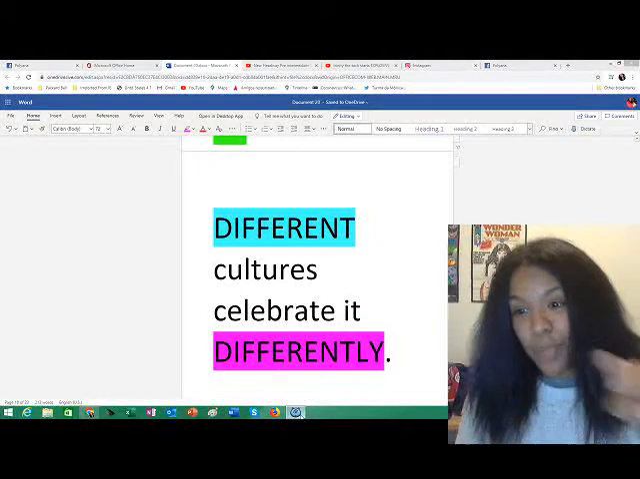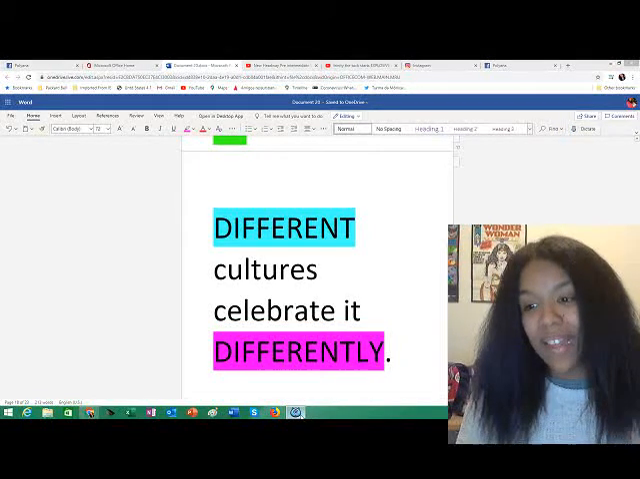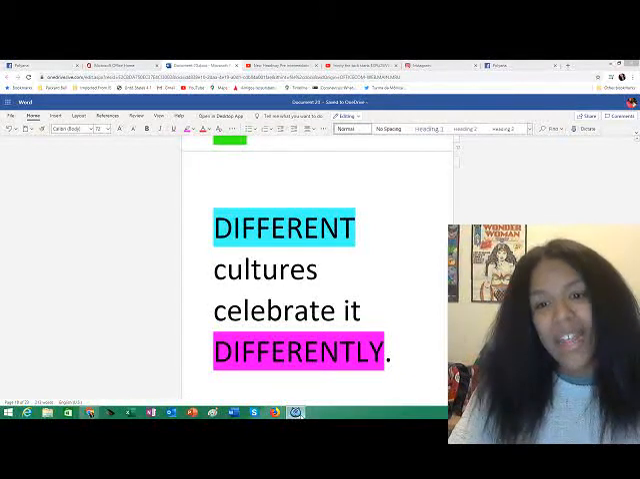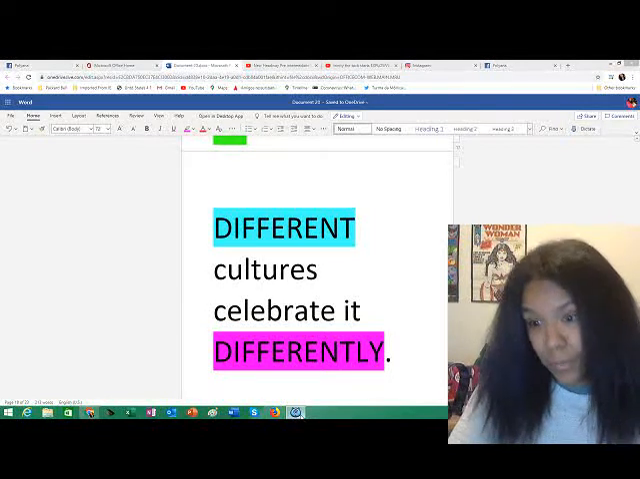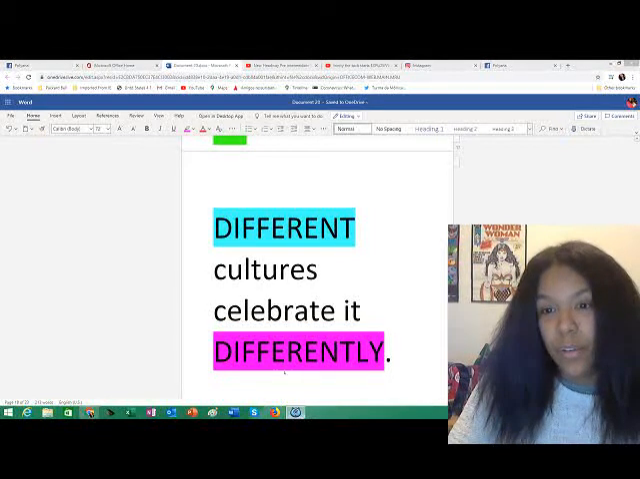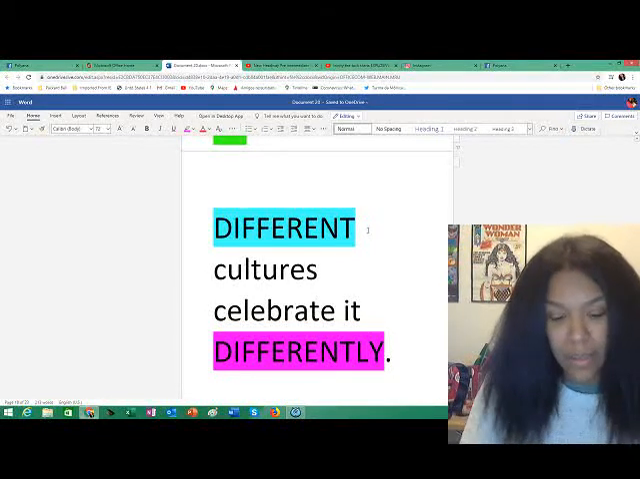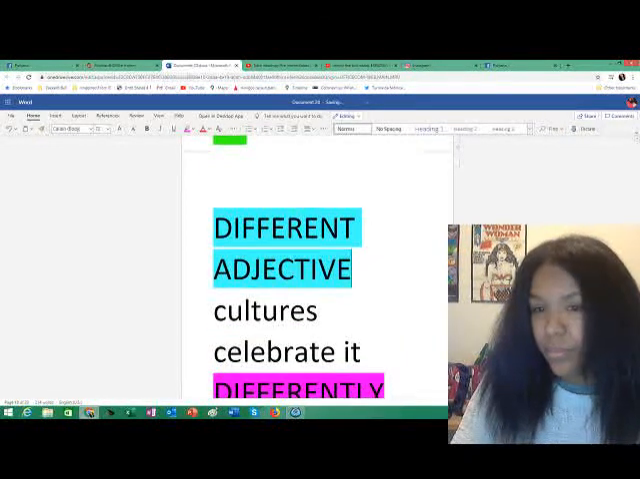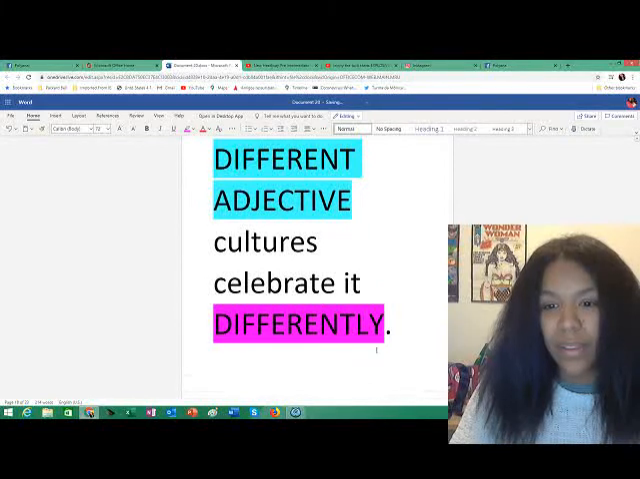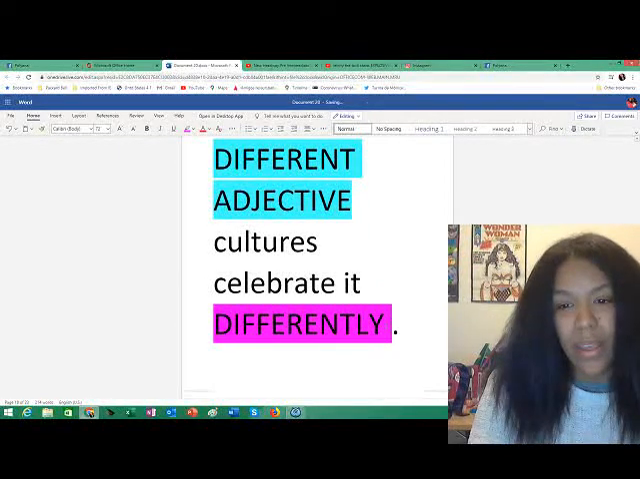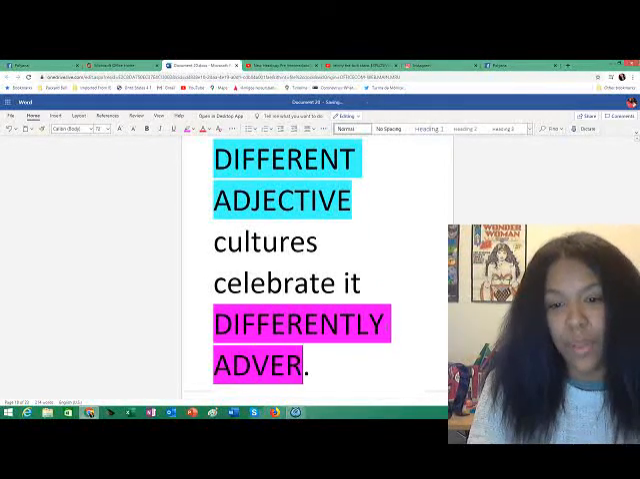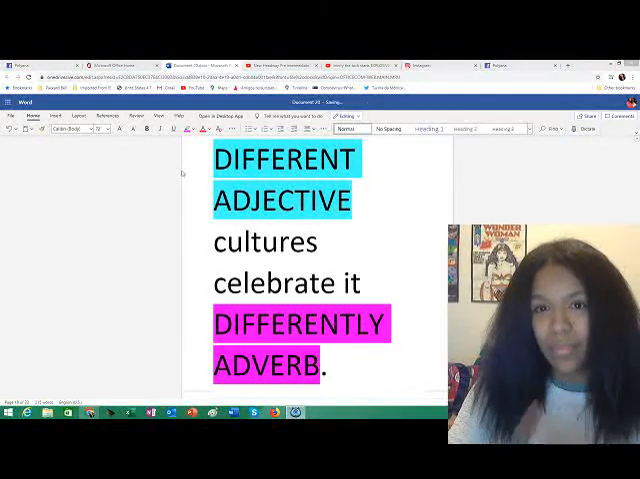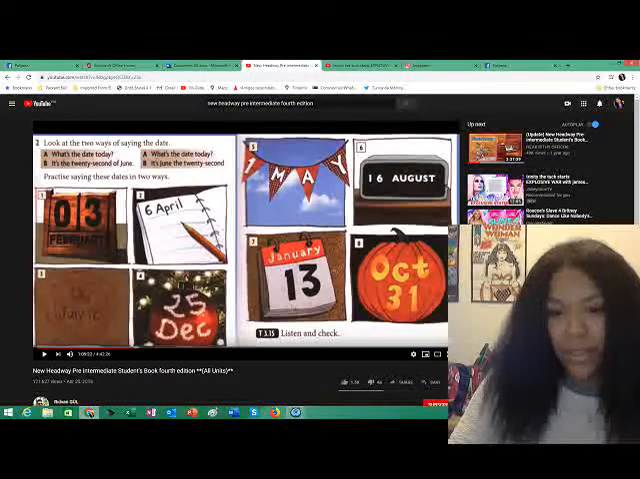In the second part of the sentence there, celebrate it differently. How do they celebrate? They celebrate it differently. So here you have an adjective. And here you have an adverb. Now back to the subject at hand here.